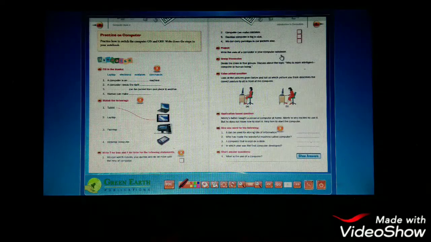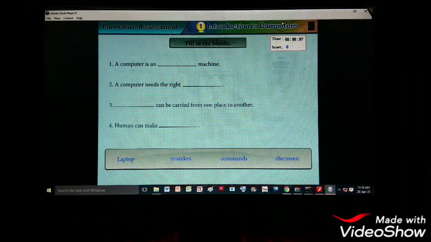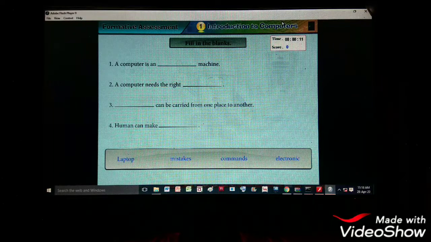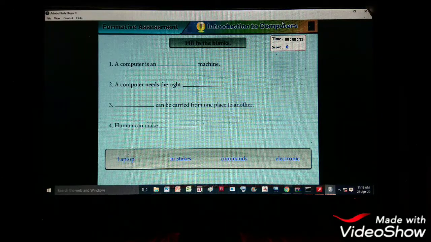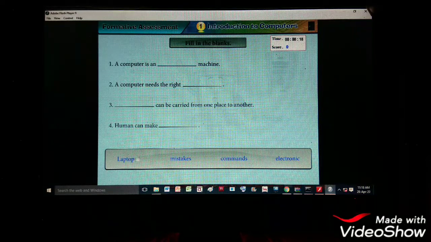So let's start. First we'll start with fill in the blanks. If you have a book, you can write in your book with the help of a pencil. And if you don't have a book, then you can write in your notebook. When we are starting the fill in the blanks, you can see that some options are here on the top of the questions, like laptop, electronic, mistake, comment. This is known as hints. What we have to do is place these words in the appropriate place.